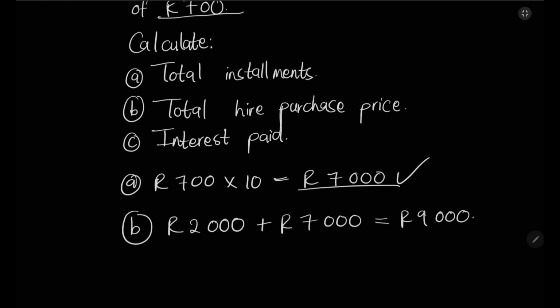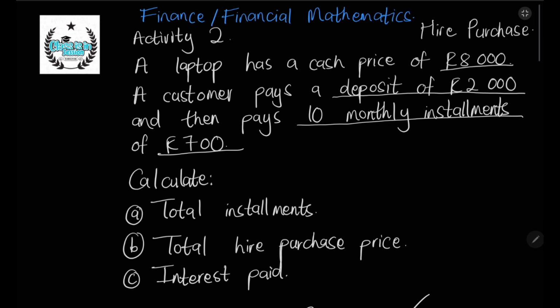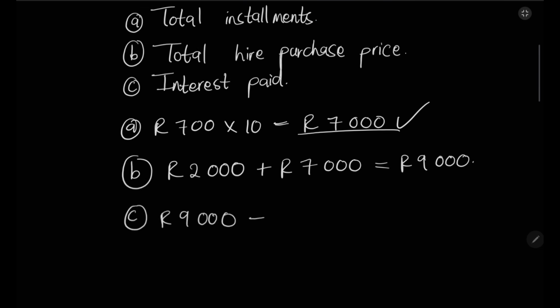Let's move to C. You have the interest paid. What is the formula? The total hire purchase price minus the cash price. What is the total hire purchase price? It's the 9,000 Rand that we just calculated minus the cash price. What's the cash price again? A laptop has a cash price of 8,000 Rand. 9,000 minus 8,000 Rand should give you 1,000 Rand.